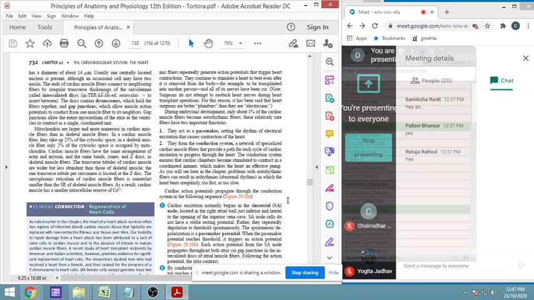So that is, the additional impulse is conducted, and this type of thing is resulting in arrhythmias. I hope you are getting it. So for that, I repeat, the reading is very, very important, okay.